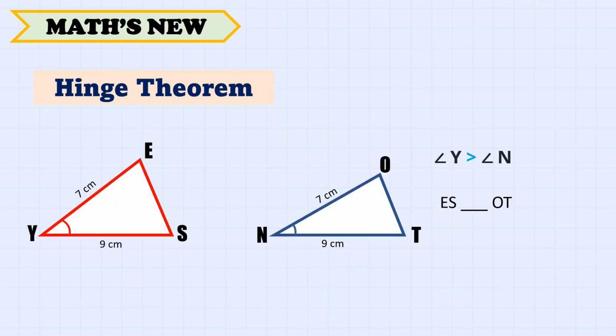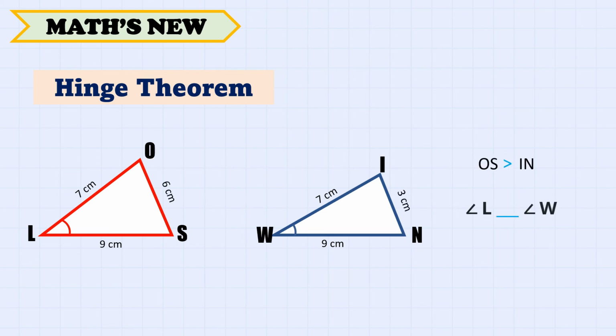Another example. We have here two triangles, triangle YES and triangle NOT. Given YE is 7 cm and NO is also 7 cm, YS is 9 cm and NT is also 9 cm, but angle Y is greater than angle N. Therefore, by the Hinge Theorem, we can say that segment ES of the first triangle is greater than segment OT of the second triangle.